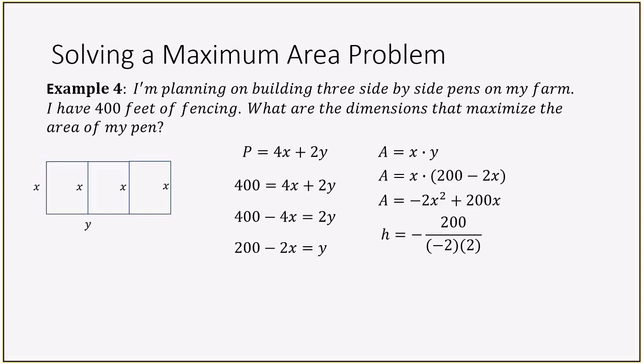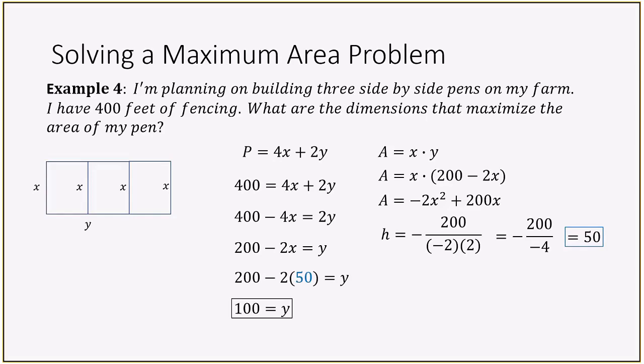So I'm going to find my vertex form. My b is 200 and my a is -2, so I get -200 over -2 times 2, which is -200 over -4, which is 50. Well, if that's my maximum value, or part of my maximum value, that's the x value. That's my h. Now I'm going to take that 50 and plug it into my middle equation, the bottom middle equation, and that's going to get me my other dimension, my length times width. So if I plug in 50, I get 200 minus 2 times 50.